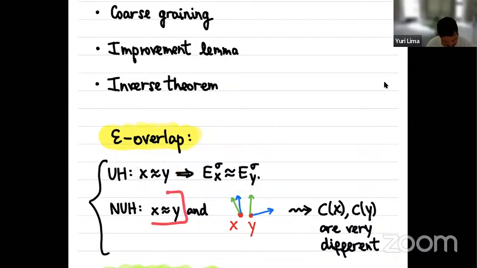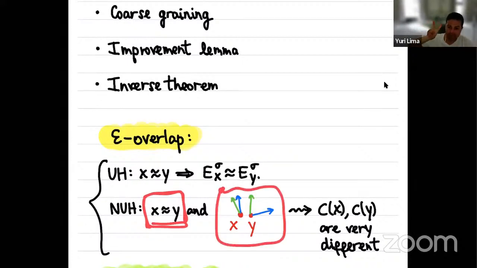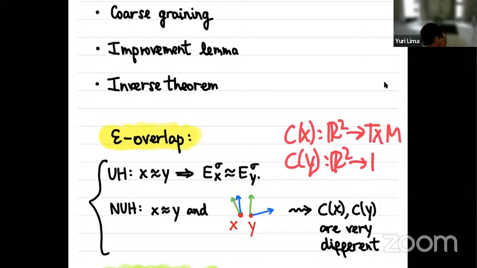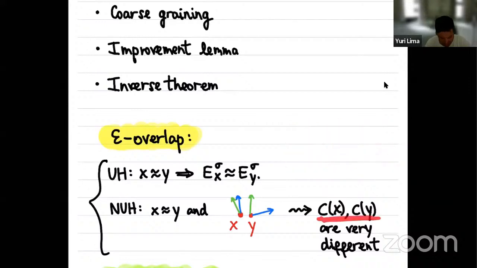But now in the non-uniformly hyperbolic context you can have 2 points very close for which the associated splittings are very different. And the consequence, from the point of view of the matrices that we introduced, is this. Recall C of X goes from R2 to TXM and C of Y goes from R2 to TYM. These are the matrices that allow us to diagonalize the derivative of the map. If these splittings are very different at 2 nearby points, then C of X and C of Y are very different.